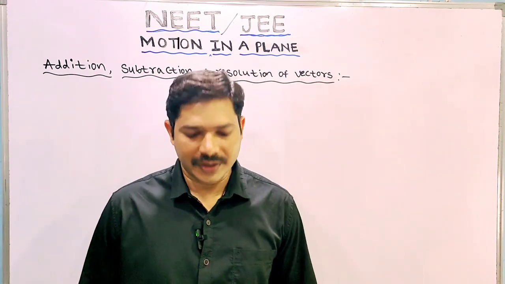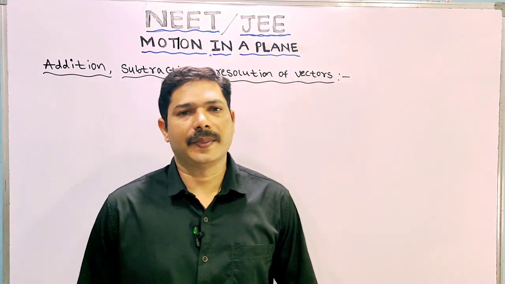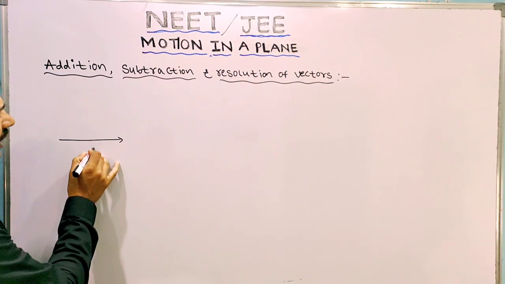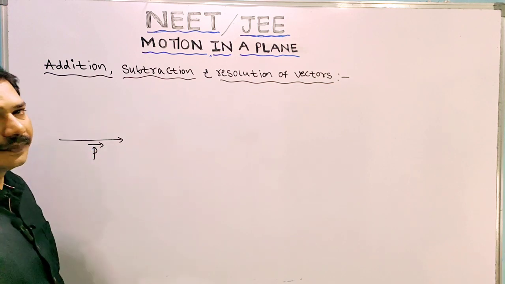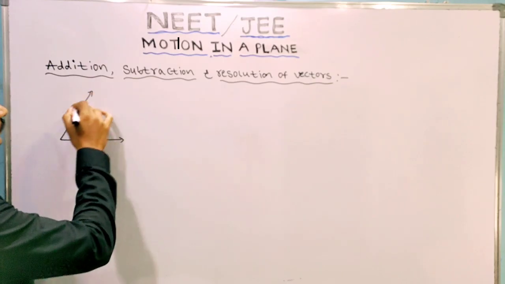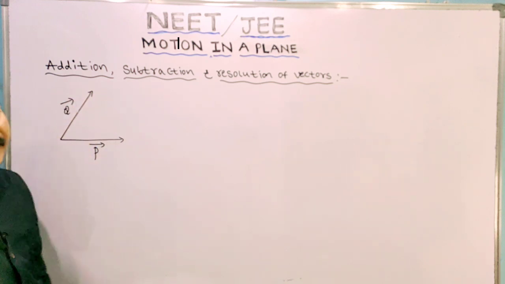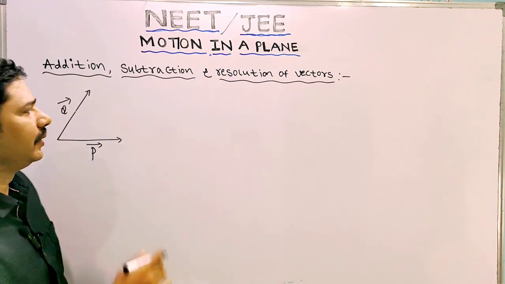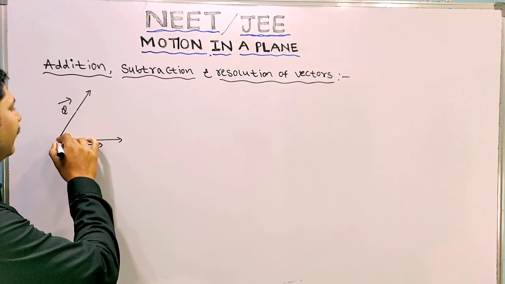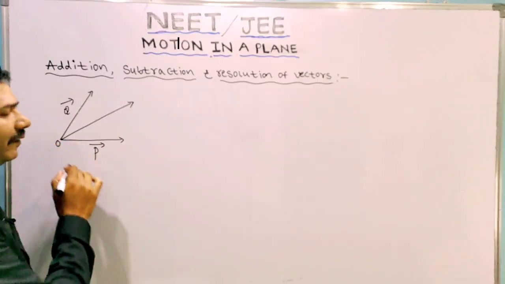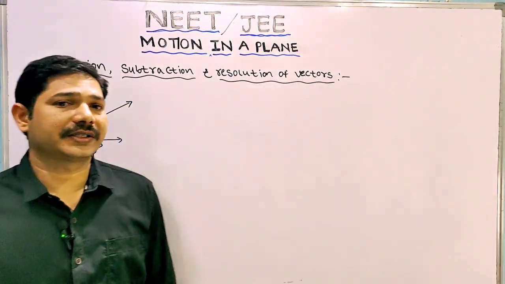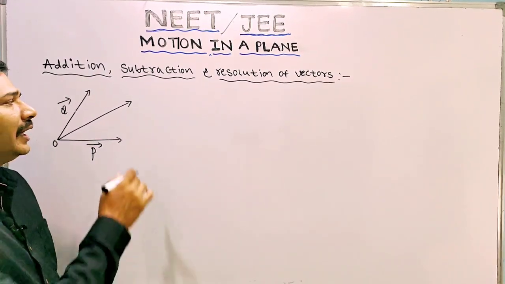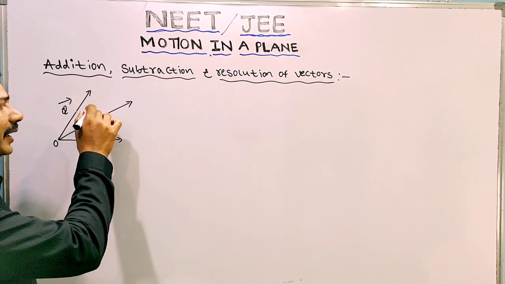Okay, so let's start. Here is the addition of vectors. For example, there is a vector P bar and another vector Q bar. Two vectors are there, P bar and Q bar. The resultant of two vectors passing through the same point: wherever the P and Q vectors start, the resultant starts from the same point. That point I am taking as O. The resultant vector I am taking as R bar.